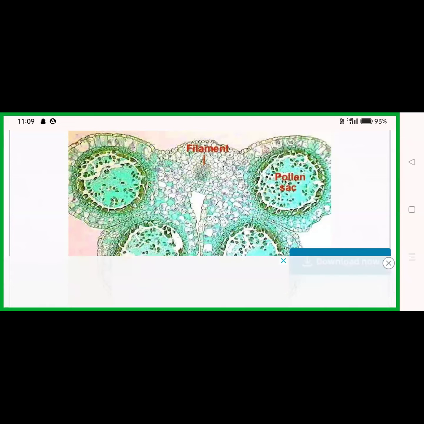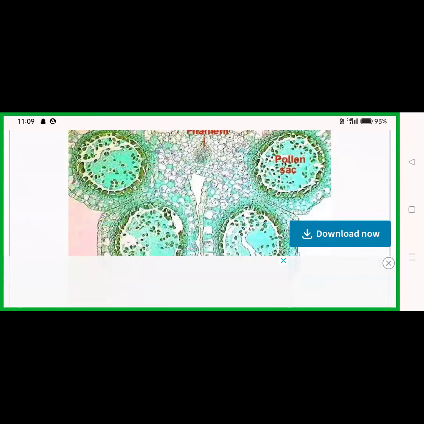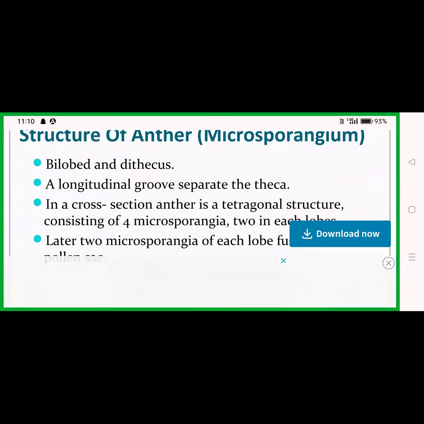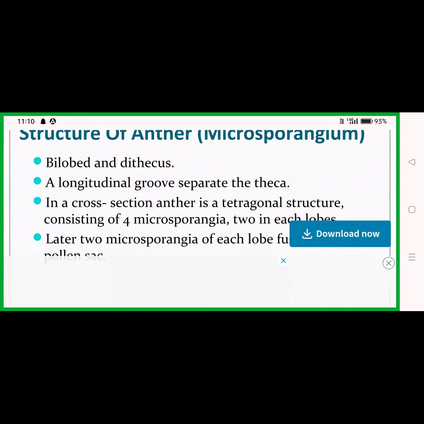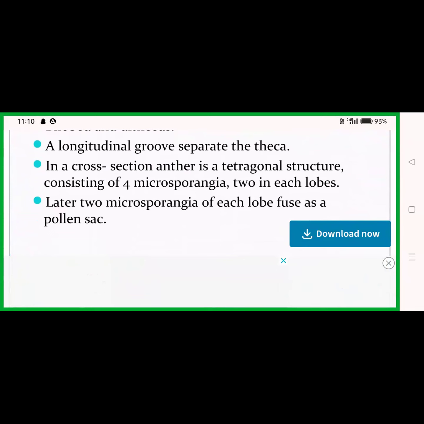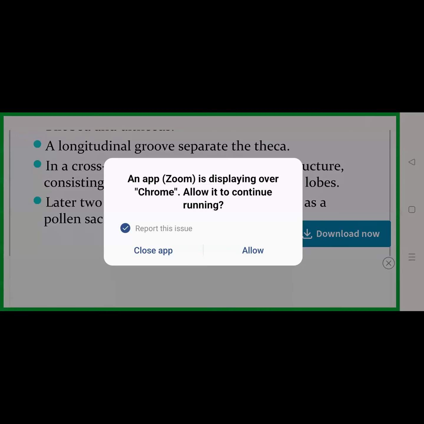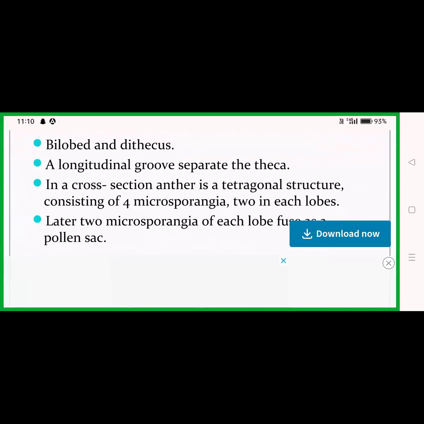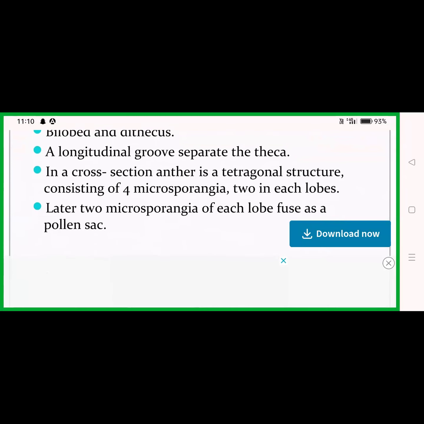Generally, the archesporium consists of vertical rows of cells. They appear like a plate of cells in the transverse section. Okay, so in the anther structure, see here, this is bilobed and dithecous. A longitudinal groove separates the theca. In the cross section, the anther is a tetragonal structure. It consists of 4 microsporangia, 2 in each lobe. Later, the 2 microsporangia of each lobe fuse as a pollen sac.